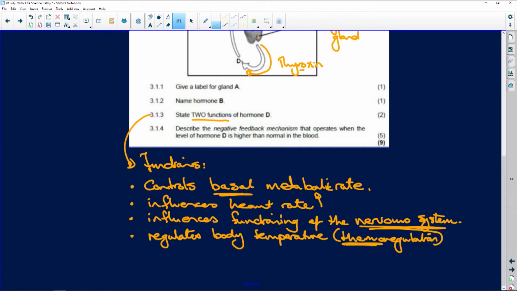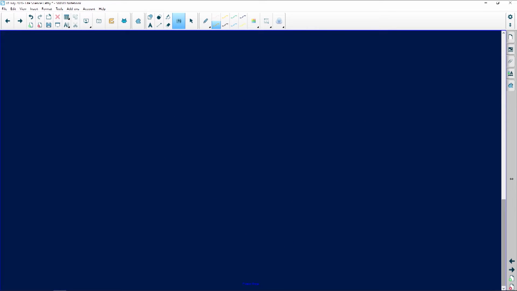Right, then it says, describe the negative feedback mechanism that operates when the level of hormone D, which is thyroxine, is higher than normal. So now we've got too much thyroxine. And I'm going to do it in the shape of a, what do you call, a schematic.